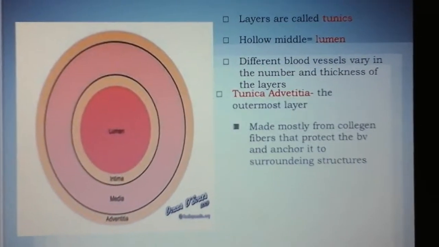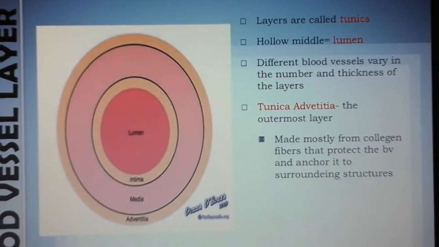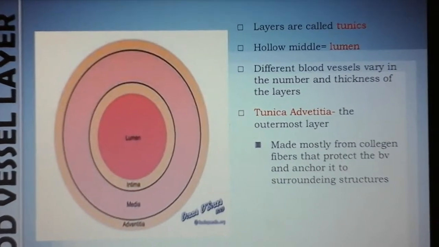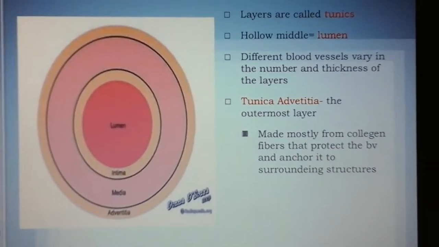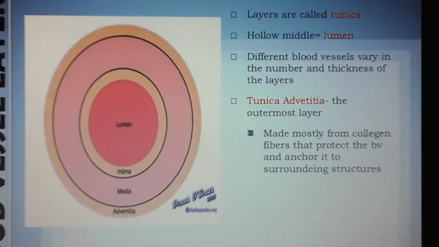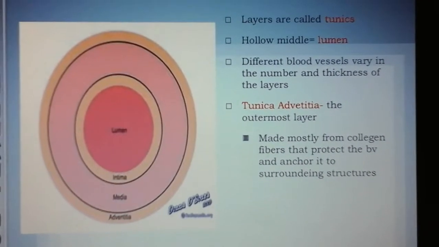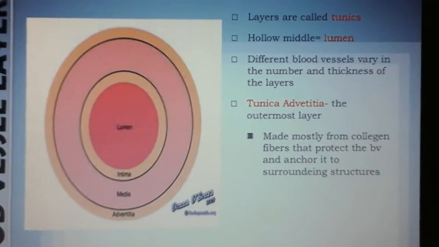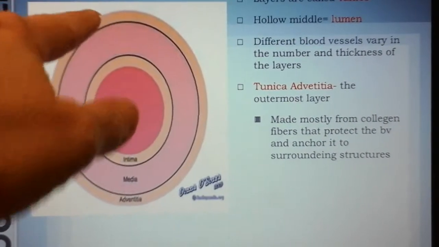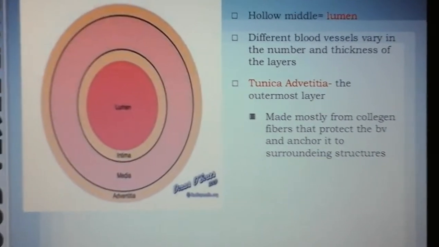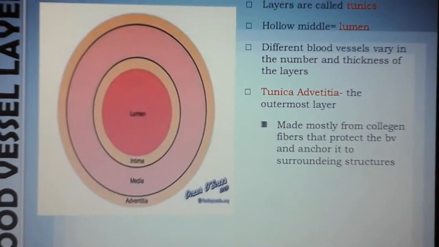So, the first layer is called the tunica adventitia. That's your outermost layer. It's mostly collagen. Because remember, we talked about how collagen is that really, really strong protein that helps hold the blood vessels together. So this is going to be what gives the blood vessel its shape. That's this layer right here. And it also helps anchor it to the surrounding structures.